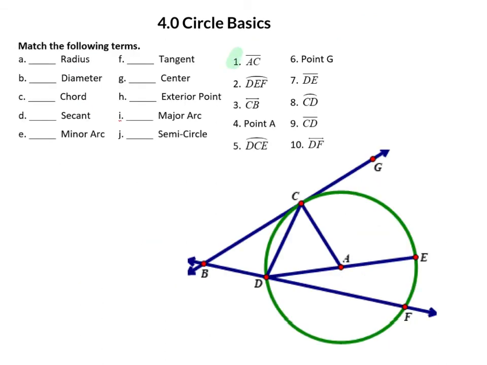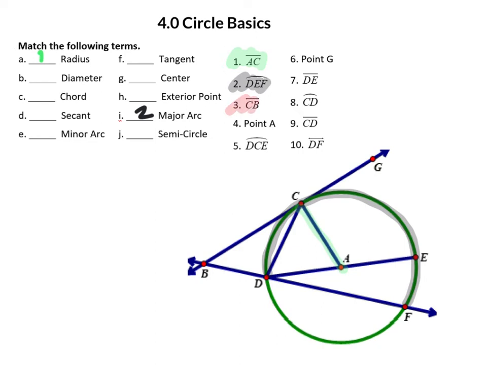Let's go through this to review. AC, here it is. That's a radius, isn't it? So that would go there. Let's take a look at arc DEF. DEF, the major arc DEF. And that's exactly what it is, isn't it? It's a major arc, so that would be a 2 there.